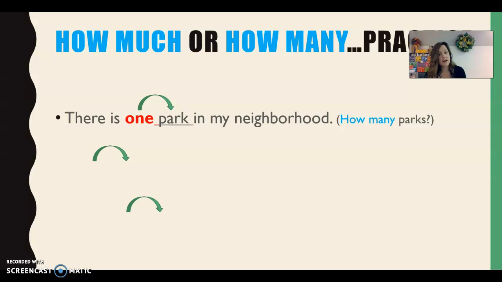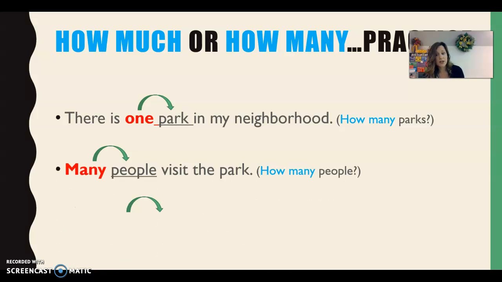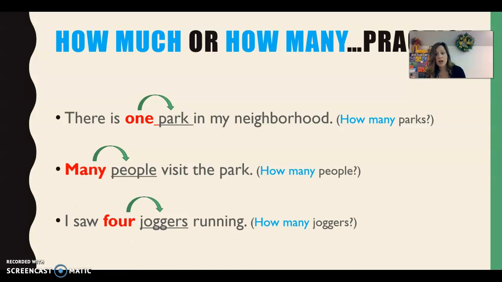So here are some more examples. There's 1 park in my neighborhood. Many people visit the park, and I saw 4 joggers running. So go ahead and add those terms or those adjectives to your organizer.